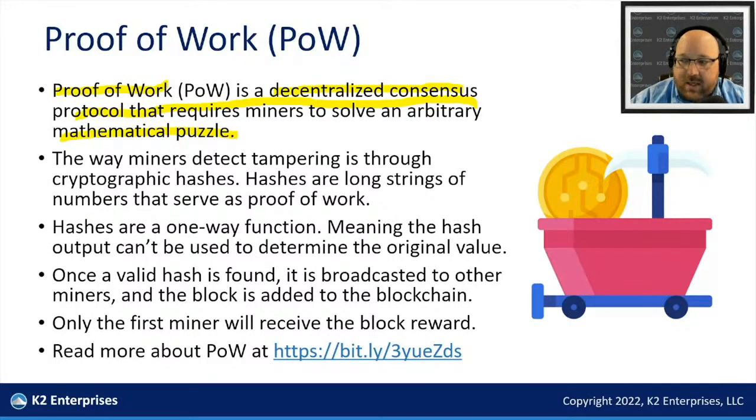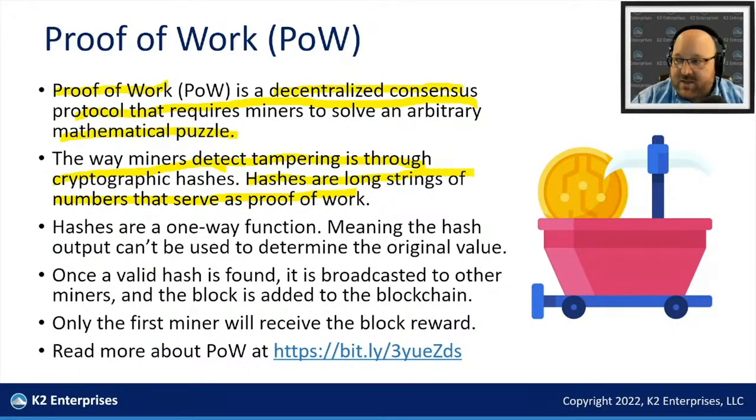So the miners will work through this puzzle, and this puzzle again represents the individual transactions in it. And what they're trying to do is detect tampering through these hashes. And a hash, we'll take a look here in a moment, is basically just a long string of numbers that looks random. It looks like gibberish to 99% of people.